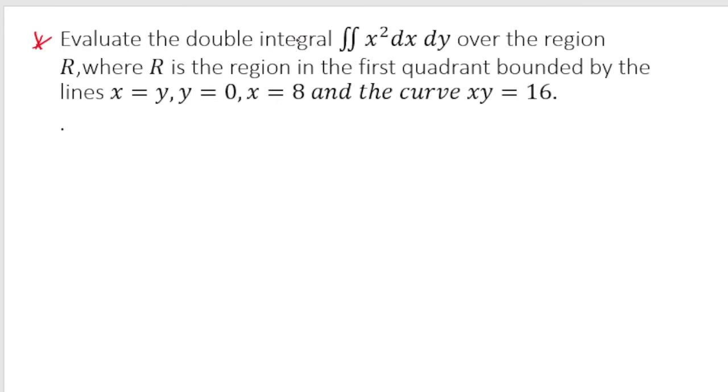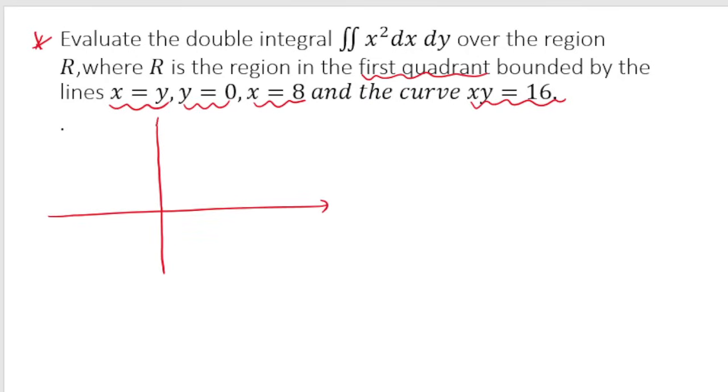So suppose we have to integrate over the region R, where R is the region in the first quadrant, as already told, bounded by the line x is equal to y, y is equal to 0, x is equal to 8, and the curve xy is equal to 16. Drawing the region will always help us. So let me first draw the region. We have this x-axis and y-axis I already have drawn, ladies and gentlemen.